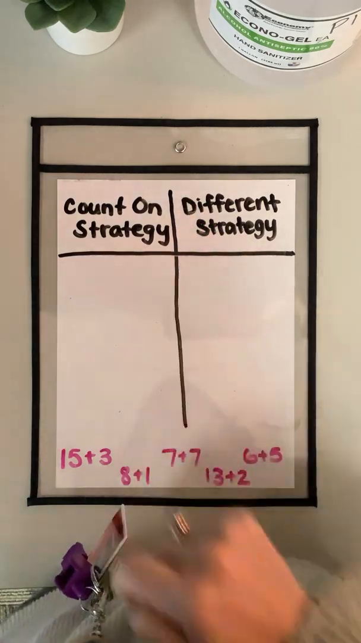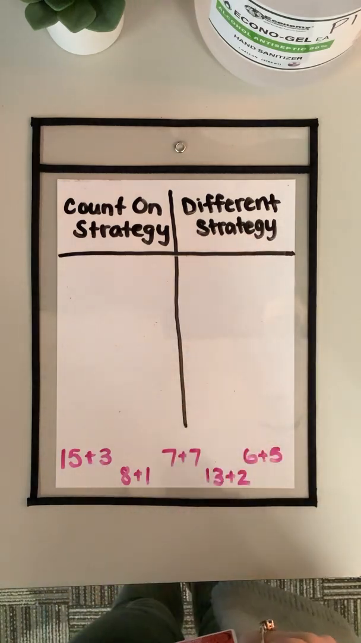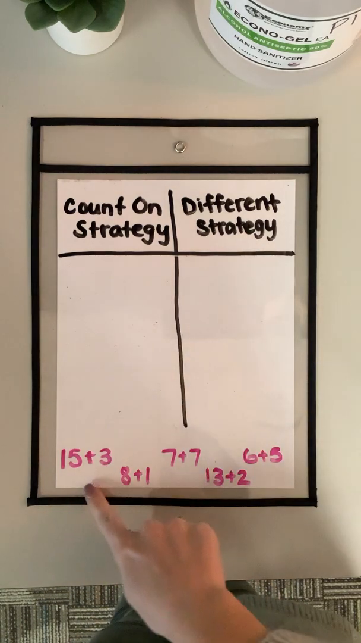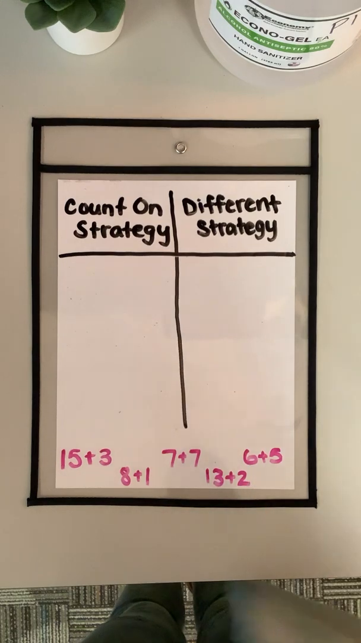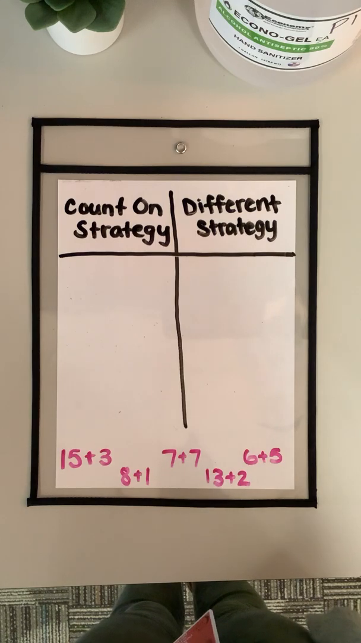On one side, you're putting count on strategy, and on the other, you're putting different strategy. At the bottom, you're writing 5 addition problems. Pause the video to make yours look like mine and then push play for the directions on what you're doing.